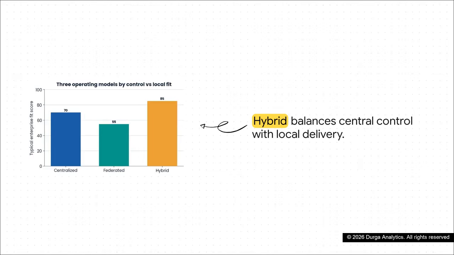We basically have 3 main choices. First, a centralized model, where a single central team sets and enforces literally everything. Second, a federated model, where business domains basically govern their own data within some shared standards. And third, this highly effective hybrid model, which keeps a strong central core for standards, but pushes the actual day-to-day execution out to the business domains.